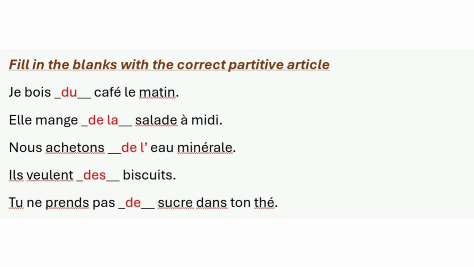Next. Tu ne prends pas dash sucre dans ton thé. Here we are referring to a negative sentence, therefore we will not accord sucre. Sucre is masculine. We will not write du sucre, but we will only write de sucre. That is, tu ne prends pas de sucre dans ton thé. You do not take sugar in your tea.